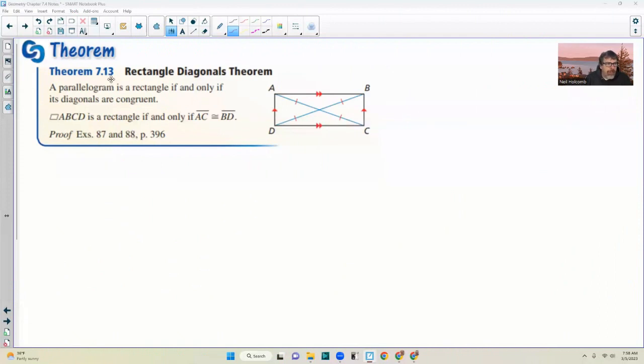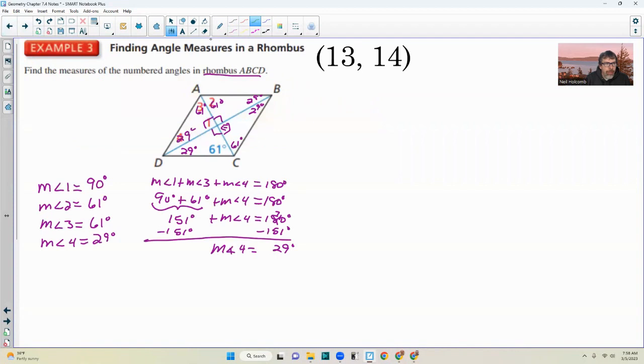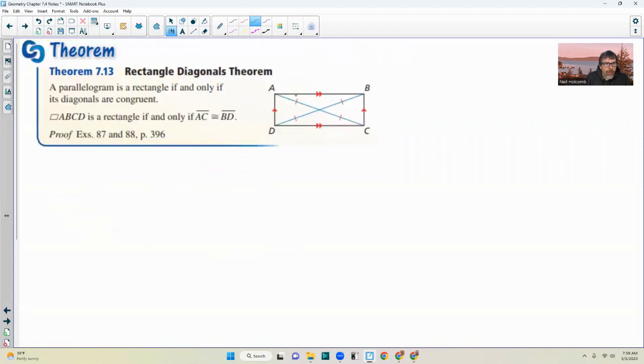All right, theorem 7.13, the 13th theorem in this chapter. Whew. All right, rectangle diagonals theorem. A parallelogram is a rectangle if and only if its diagonals are congruent. So in a rhombus, if I go back to this rhombus here, it's obvious DB is longer than AC. But then when I come to a rectangle, now the diagonals are congruent.